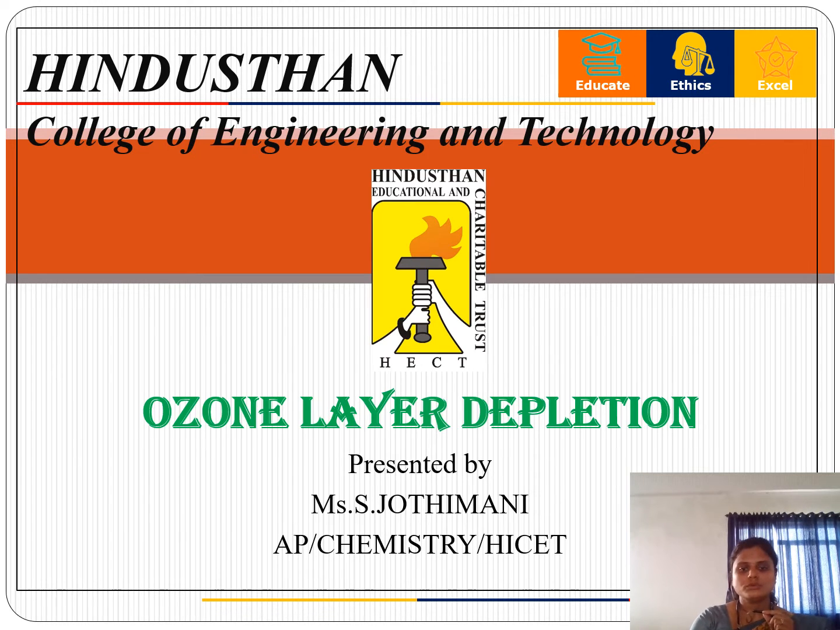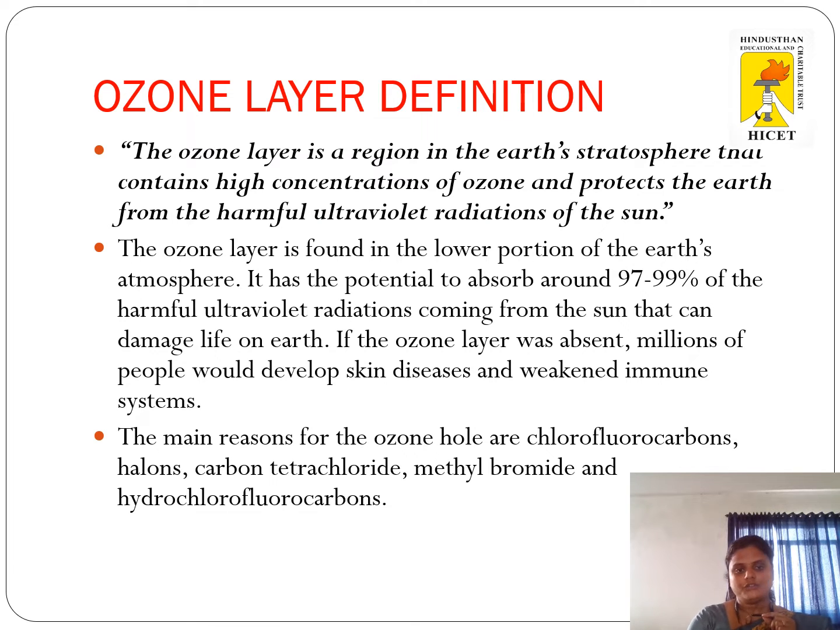So today we are going to discuss ozone layer depletion. The definition: the ozone layer is a region in the Earth's stratosphere that contains a high concentration of ozone and protects the Earth from the harmful ultraviolet radiations of the sun. The ozone layer is found in the lower portion of the Earth's atmosphere. It has the potential to absorb around 97 to 99% of the harmful ultraviolet radiations coming from the sun that can damage life on Earth.